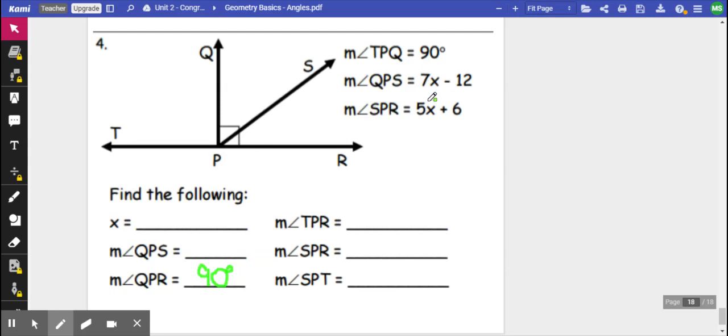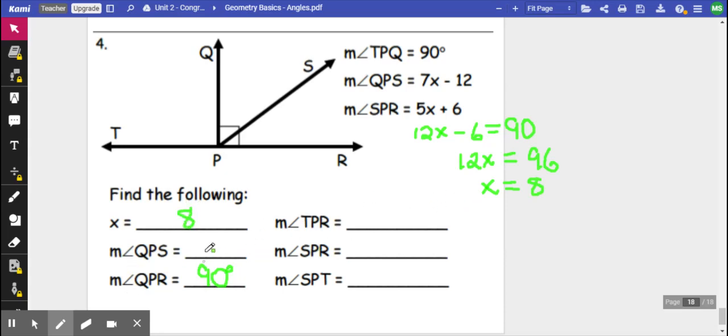So we need to use these two expressions and add them together to equal 90 degrees, since they add together to equal angle QPR. And so we can do 7x plus 5x is 12x. Negative 12 plus 6 is negative 6. And that is equal to 90 degrees. And if we add 6 to both sides, we've got 12x is equal to 96. And 96 divided by 12 is equal to 8. So we've got our x value.